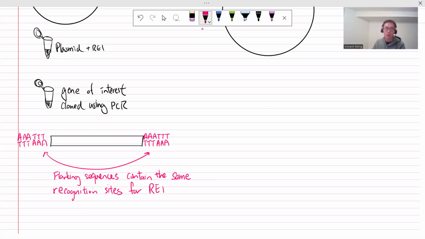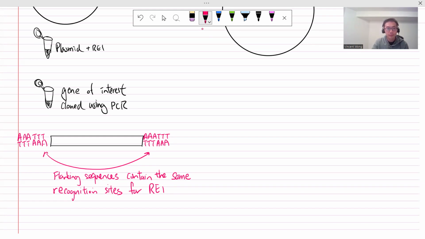Now, of course, that's not always the case. And when you actually do this stuff, you have to check what the flanking sequences are. Maybe it has a different restriction enzyme site, and maybe it's for restriction enzyme 5. Then you have to find a plasmid that also has the restriction enzyme 5 recognition site in it. The bottom line is the recognition site flanking the sequence has to be the same recognition site as the one that is found in the plasmid.